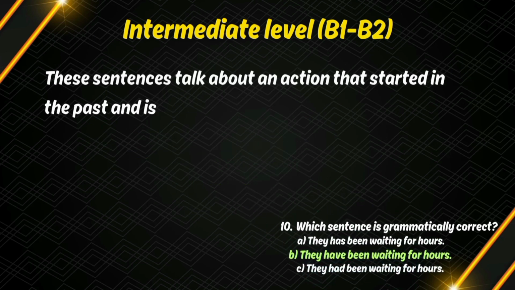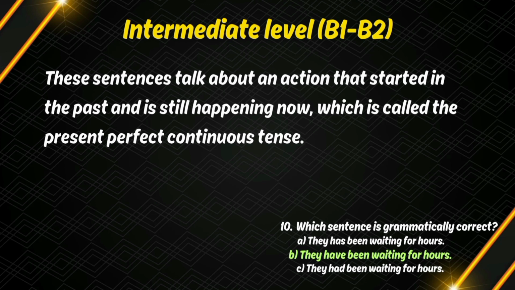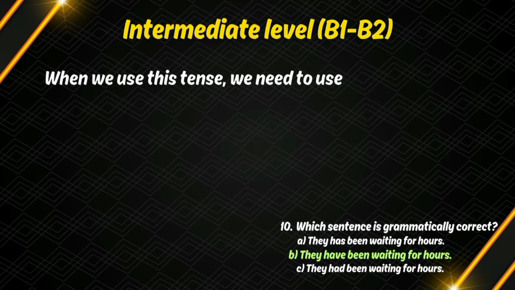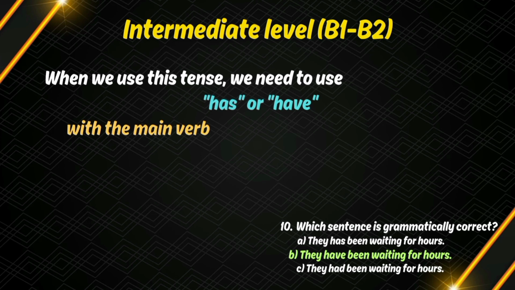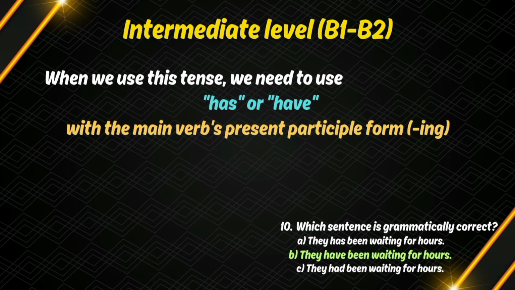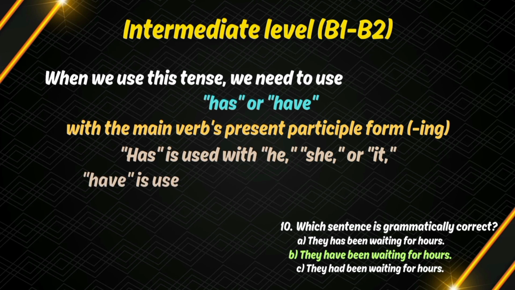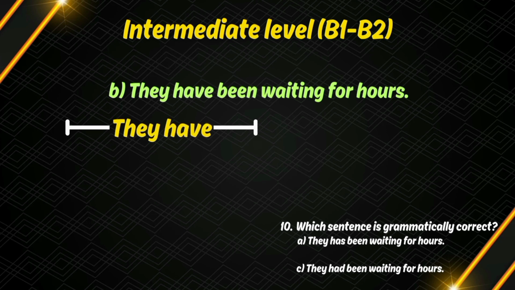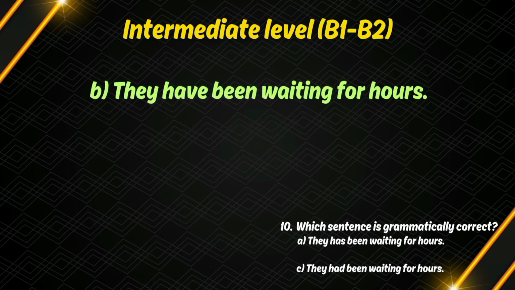These sentences talk about an action that started in the past and is still happening now, which is called the present perfect continuous tense. When we use this tense, we need to use has or have with the main verb's present participle form, ing. Has is used with he, she, or it, while have is used with they, we, I, and you. Since the subject here is they, we use have. Therefore, the correct sentence is, they have been waiting for hours. This means the action of waiting started in the past and is still ongoing.